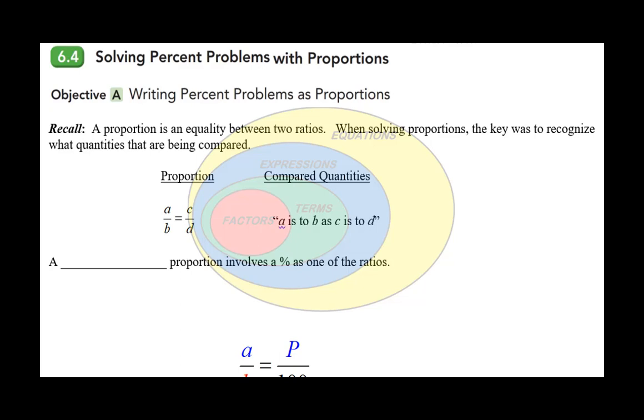Alright, so the first thing we want to do is solve percent problems by translating to proportions. A percent is just a proportion with a ratio of compared to 100. If I look at proportions, remember a proportion is just a comparison of two fractions, an equality of two fractions. A is to B as C is to D is how we compare the quantities.